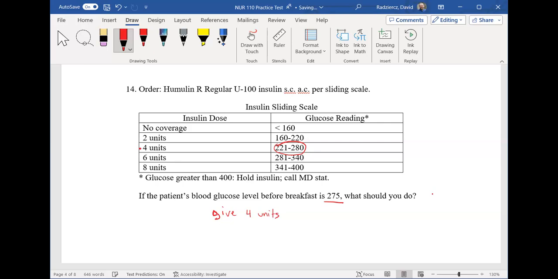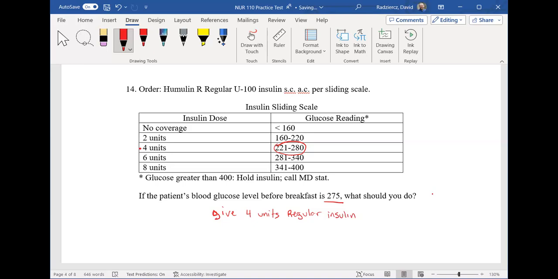So what should you do? Give 4 units. You can even say 4 units of what? 4 units, regular insulin. That way, there's no question that you know what you're giving them.